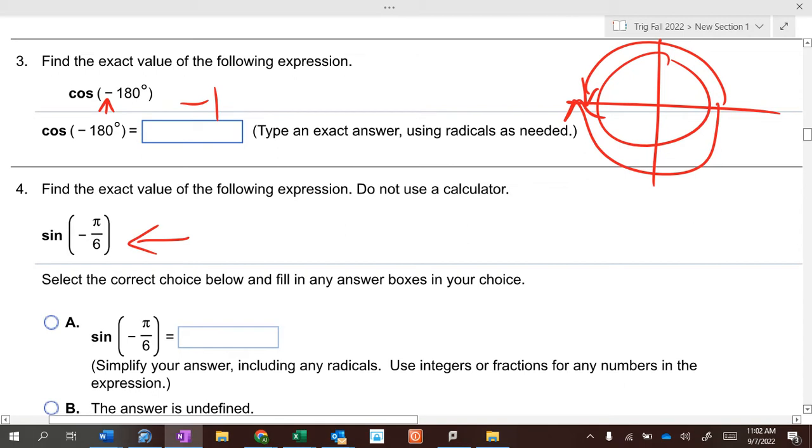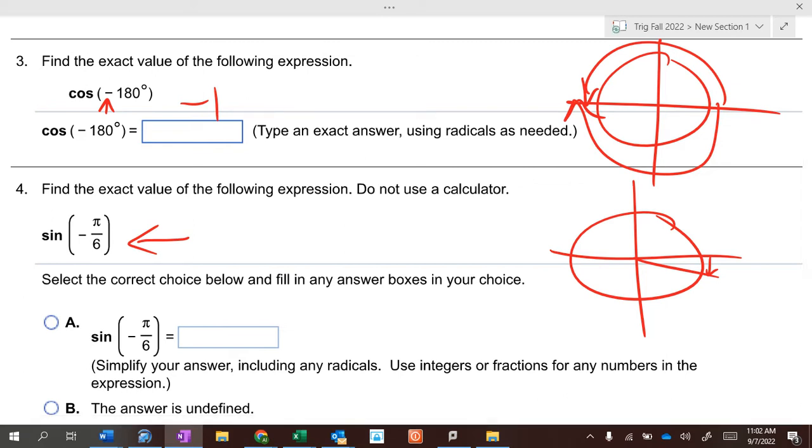The sine of negative pi over 6. Where's negative pi over 6? Well, it's right about here-ish. Okay, because you go this way, pi over 6. So if you're looking for the sine, it's the y value. What's the y value at negative pi over 6? Negative 1/2. Easy peasy lemon squeezy.